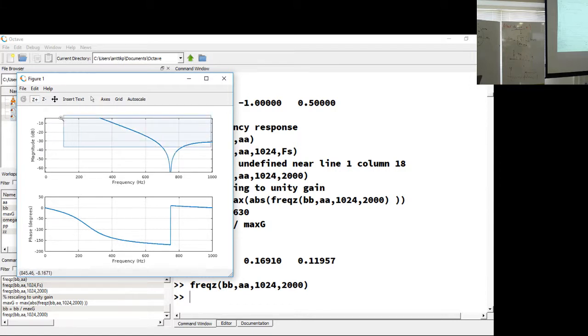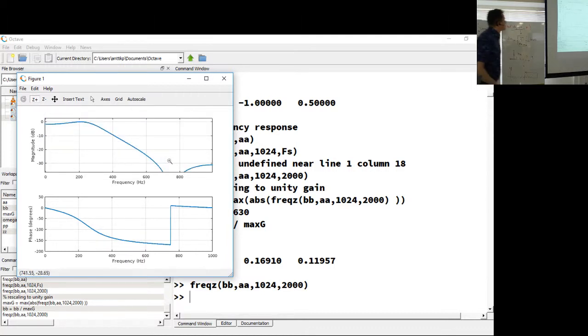There we go. So stop band attenuation about 30 dB, unity gain on passband, cutoff frequency somewhere around maybe 350 hertz or something like that. Okay, looks like a low pass filter.